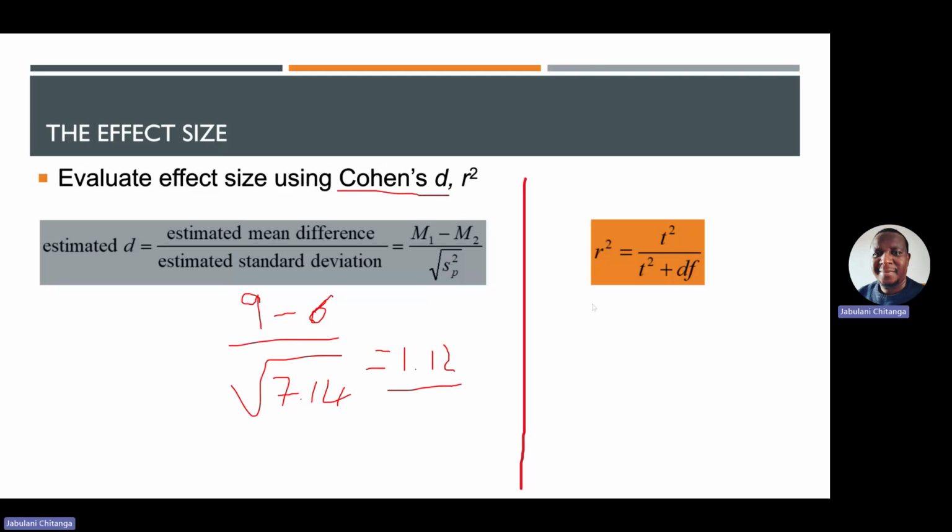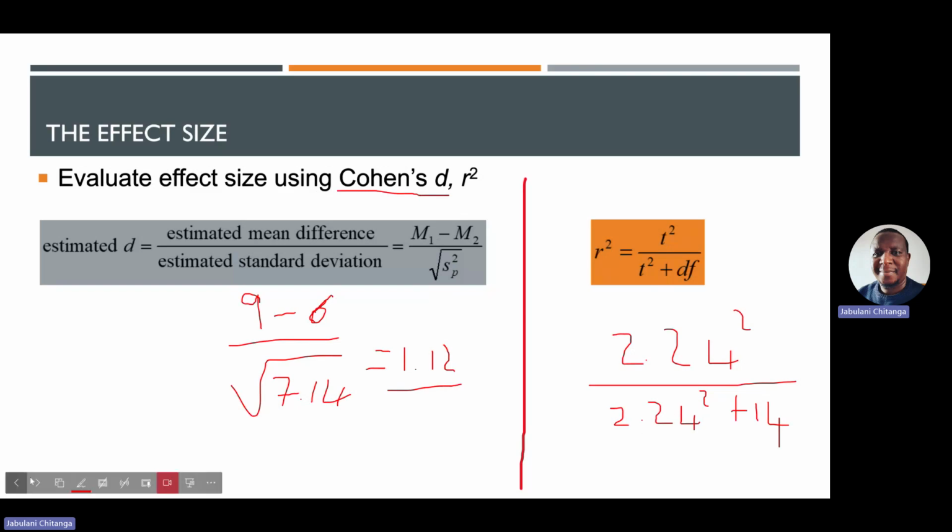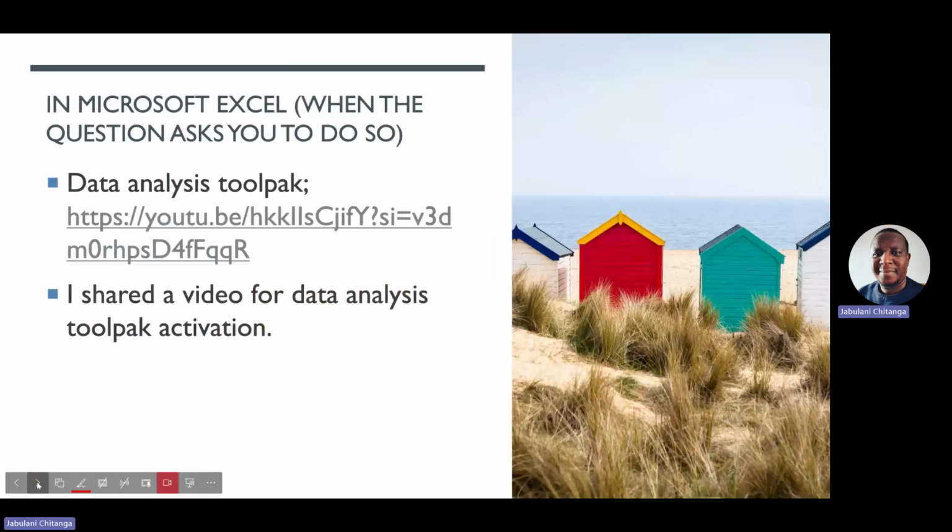Also you can use eta squared, whereby you square the t that you have obtained, 2.24 squared, divided by 2.24 squared plus the degrees of freedom, which is 14. If you complete that, you can express it as a percentage, the amount of variance accounted for. So that's that. I hope I've managed to help.